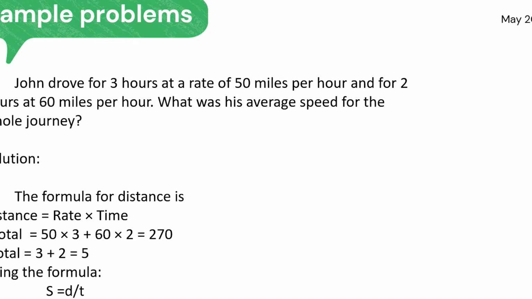The solution is, first, we need to get the distance. The formula for distance is equal to rate times time. Distance total equals 50 times 3 plus 60 times 2 equals 270. Time total is equal to 3 hours plus 2 hours equals 5 hours. Using the formula of speed, 270 miles over 5 hours equals 54 miles per hour.